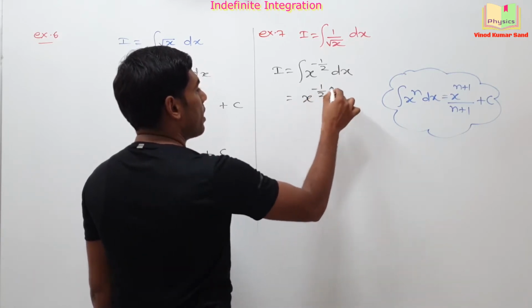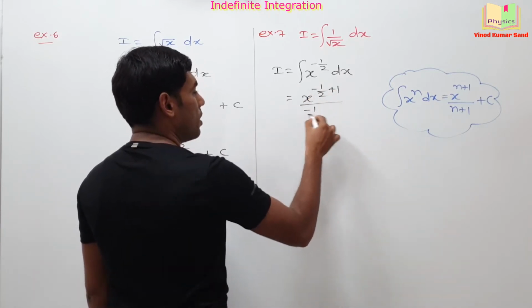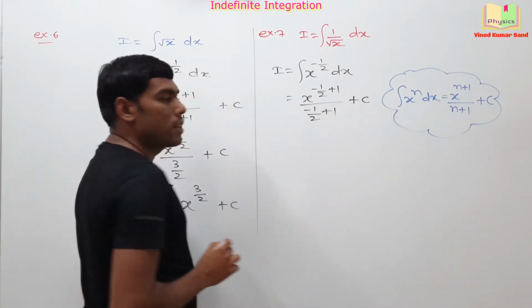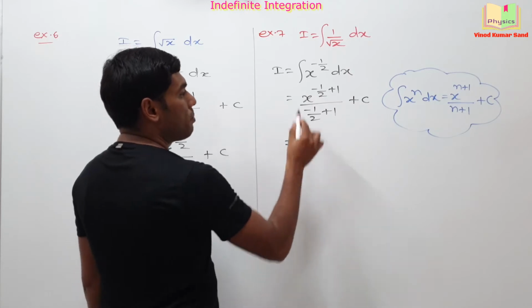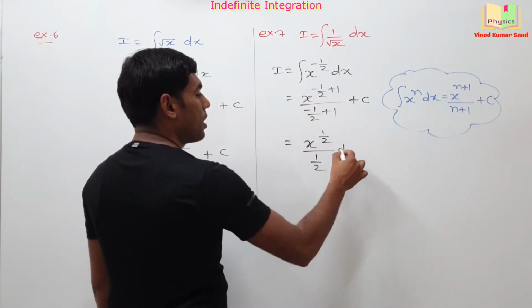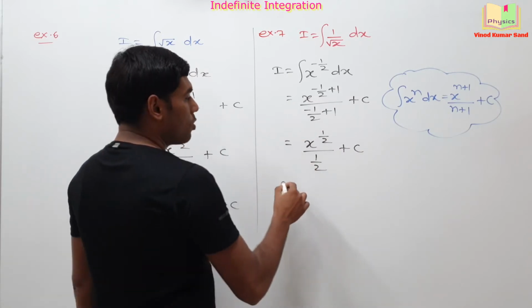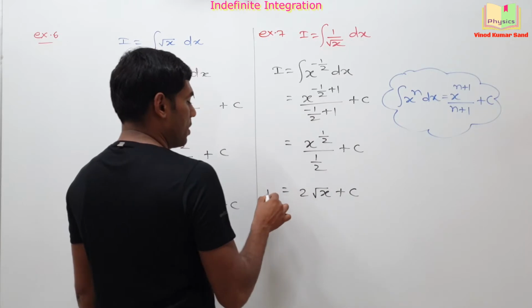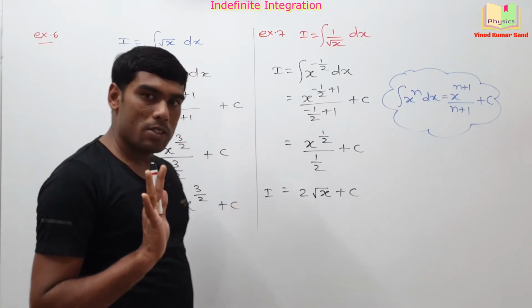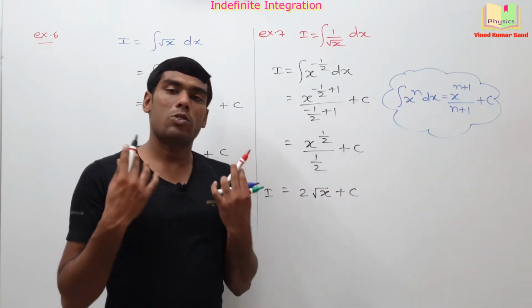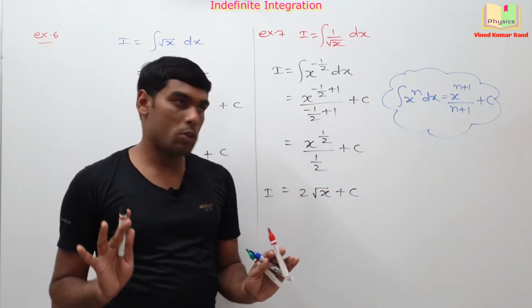So I should write here x to power minus 1 by 2 plus 1 divided by minus 1 by 2 plus 1 plus some constant c. Let's simplify it further. It is x to power 1 by 2 divided by 1 by 2 plus c. So your final answer will be 2 root x plus c. I hope you understand this thing. It's pretty simple. If we remember this formula, we can solve as many questions as we wish.